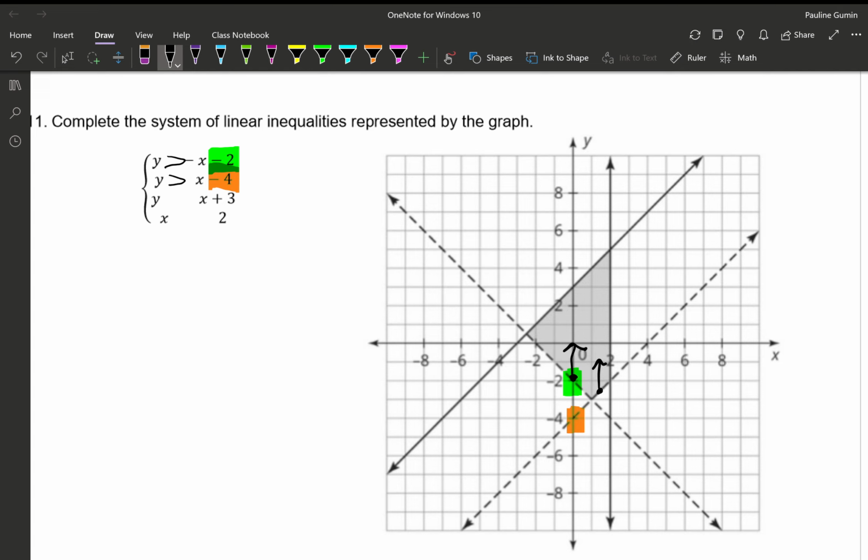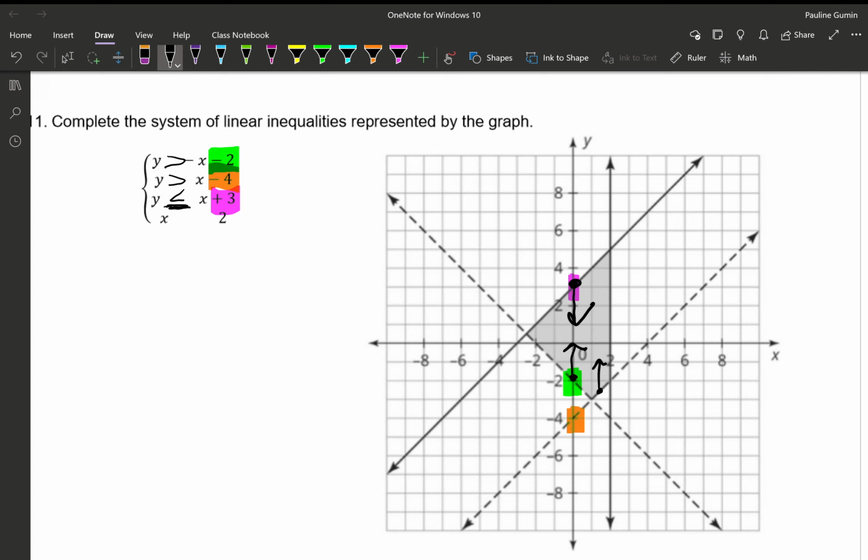Now, let's take a look at the next one, which has a y-intercept of 3. There it is. That's a solid line, so my inequality will have a solid line underneath it. I'm going to put a dot right there, and I'm going to point an arrow straight up or straight down towards the shaded area. Straight down, less than.